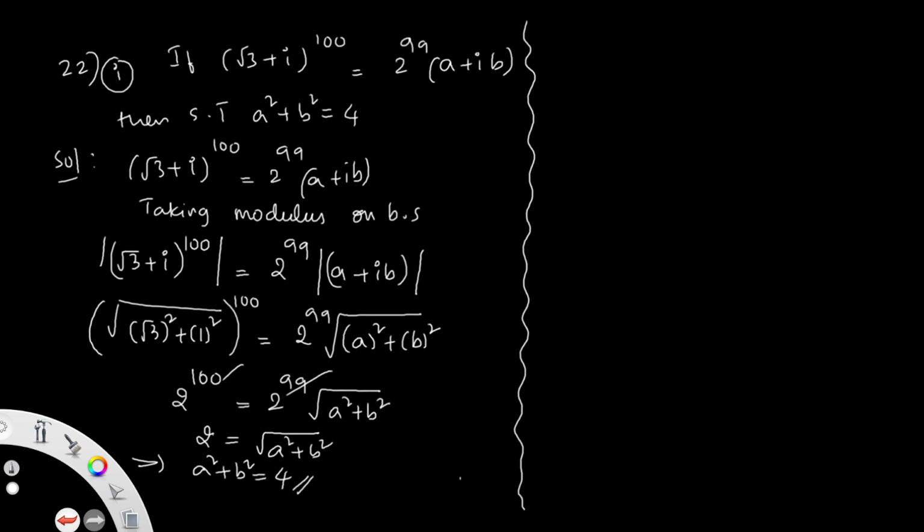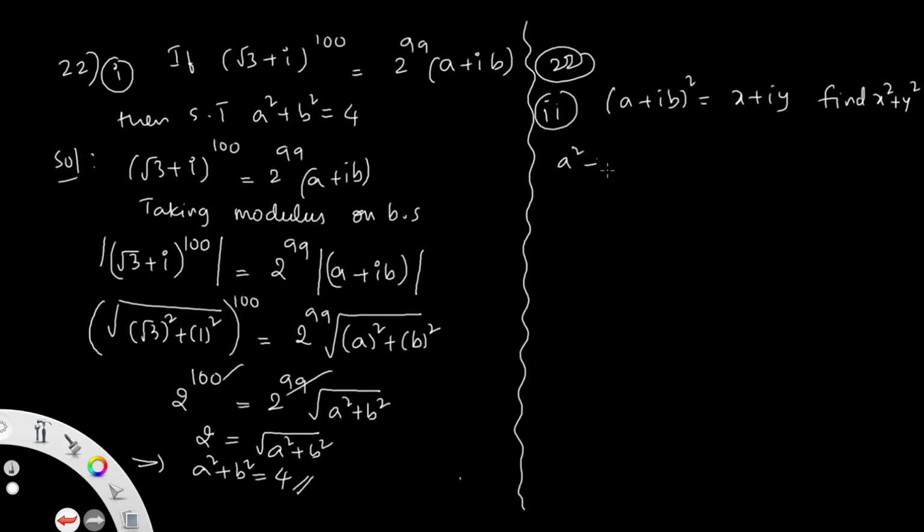Same thing for the second part of question 22. It is given that (a plus ib) whole square equals x plus iy. Find x square plus y square. (a plus b i) whole square gives a square plus i square b square plus i into 2ab equals x plus iy. I square is minus 1, so a square minus b square plus i into 2ab equals x plus iy. Let us take the real part.